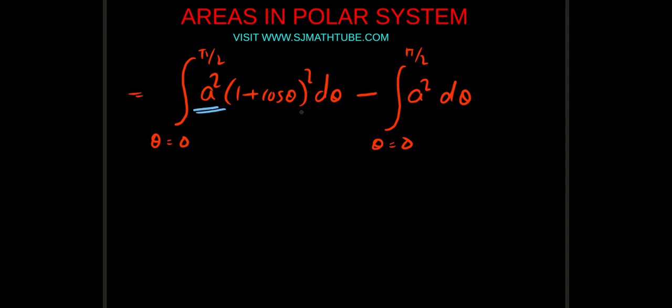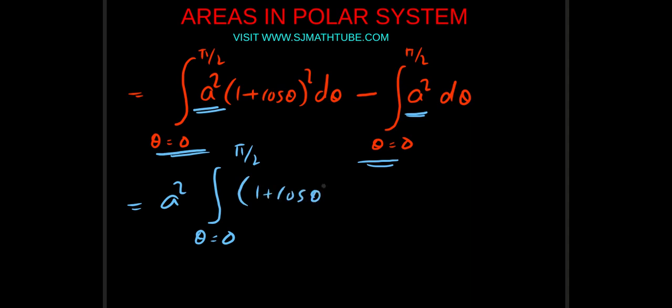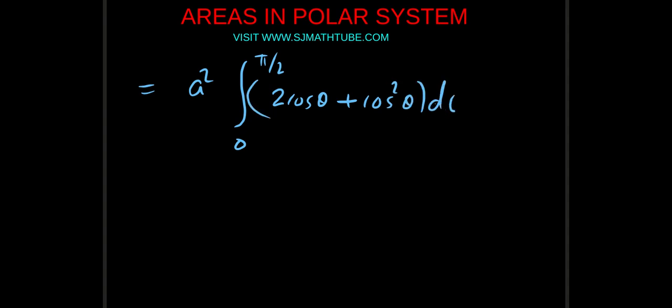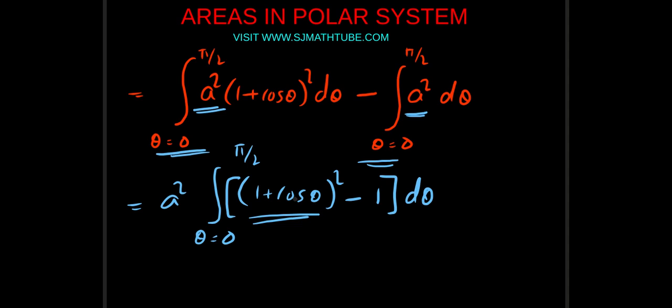Now this is simple integration. You have something common here, a square, and the integral is also common. So I'm going to take a square integral theta equal to 0 to pi by 2 of 1 plus cos theta the whole square minus 1 d theta. I skipped a few steps, but it's easy enough to understand. And you can expand this, and 1 will get cancelled. I'm going to skip that step also. So you end up with 0 to pi by 2, 2 cos theta plus cos square theta d theta. I hope that's fine, because this will be 1 plus 2 cos theta plus cos square theta minus 1 will get cancelled.